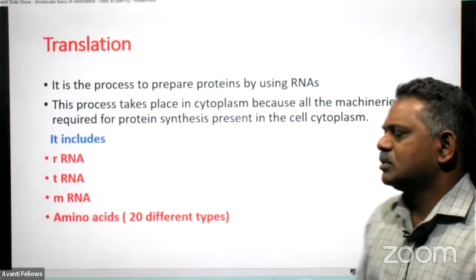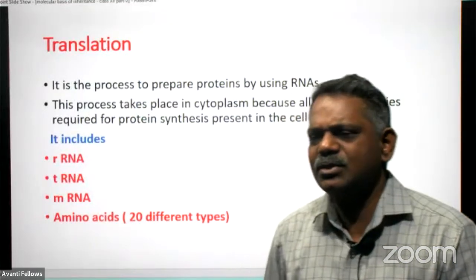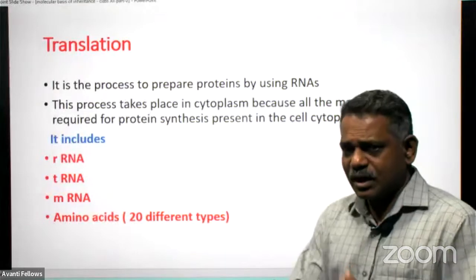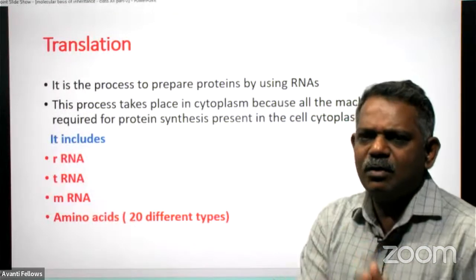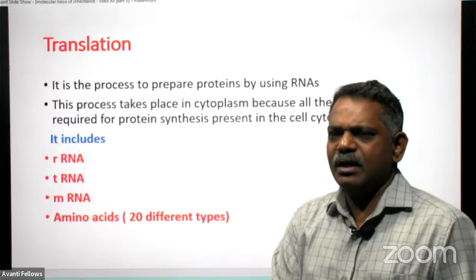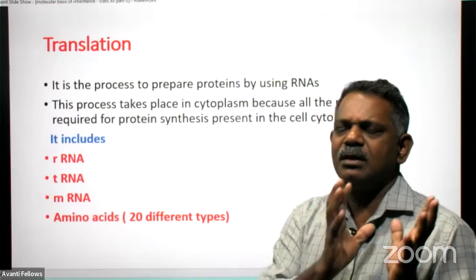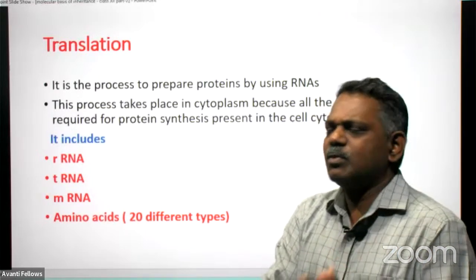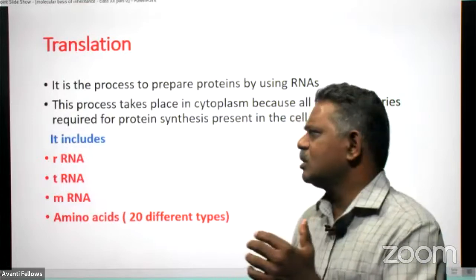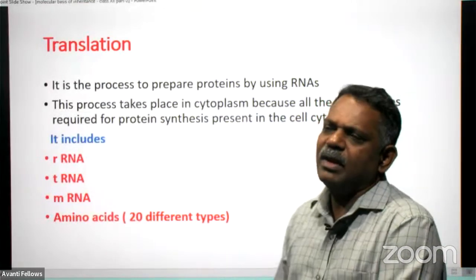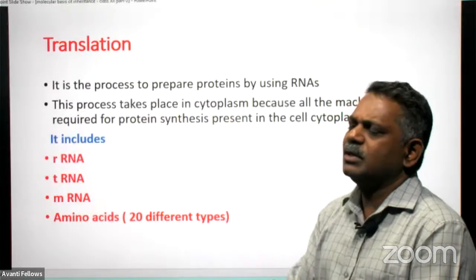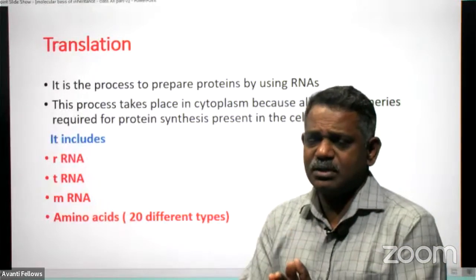So come to the process of translation. Tell me where this process of translation takes place. No doubt it is in the cell cytoplasm only, because transcription is in the nucleus, because the material required for the transcription, all the enzymes and the DNA, are there only in the nucleus. So the transcription process takes place in the nucleus, and after the maturation and processing, it is taken to the cytoplasm, and after this mRNA comes into the cytoplasm, the real process of translation, protein synthesis, takes place in the cell cytoplasm only.